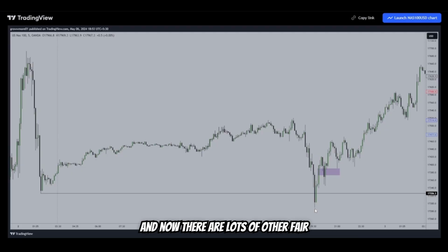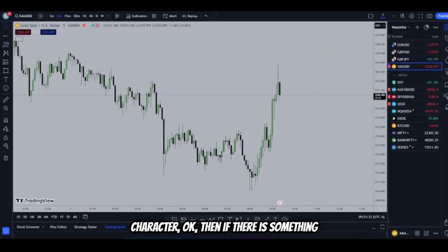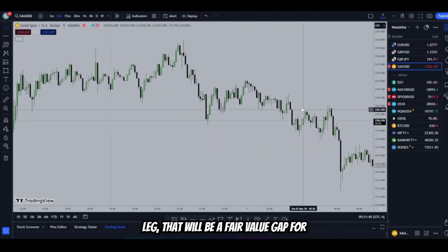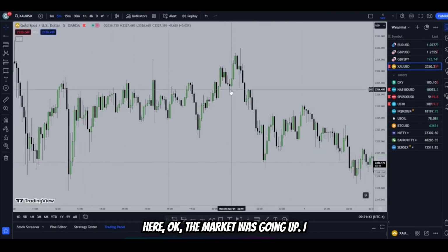And now there are lots of other fair value gaps like BC, CB, and lots of other gaps. There's one more gap which is like imbalance and all of that. The thing is, make it simple, right? So that's why I try to make it simple. For me, when I see a break of structure or change of character, then if there is a gap in that leg, that will be a fair value gap for me.